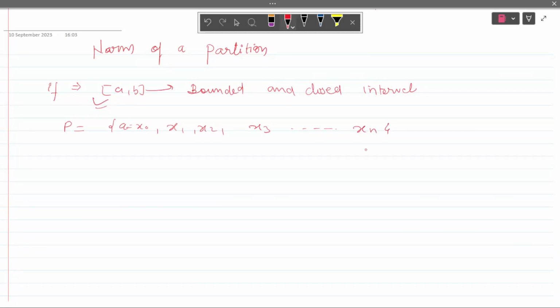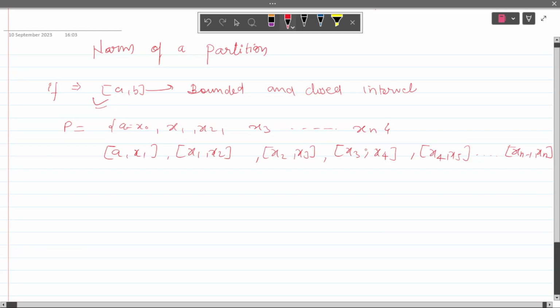Now this partition divides this set into n subintervals. How can we write this? Like that: a to x1, x1 to x2, x2 to x3, x3 to x4, x4 to x5, and so on till the last, xn minus 1 to xn. These are the intervals divided.